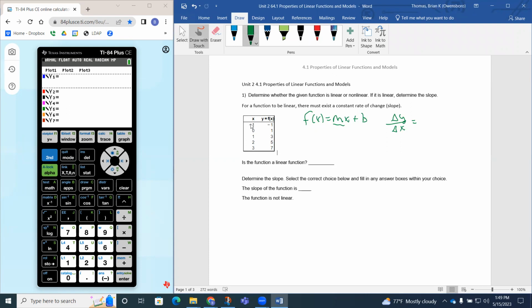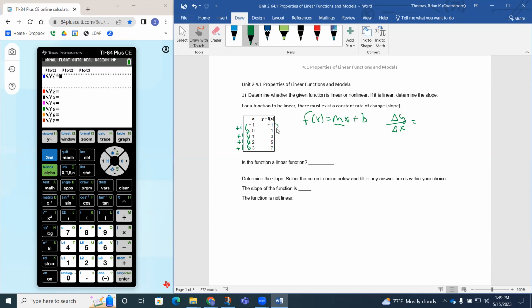Notice how the rate of change from -1 to 0 is an increase of 1. 0 to 1 is an increase of 1. 1 to 2 is an increase of 1. 2 to 3 is an increase of 1. So notice how the x's have a constant change. For it to be linear, the y's have to also have a constant change.